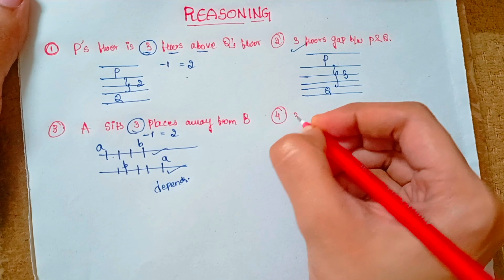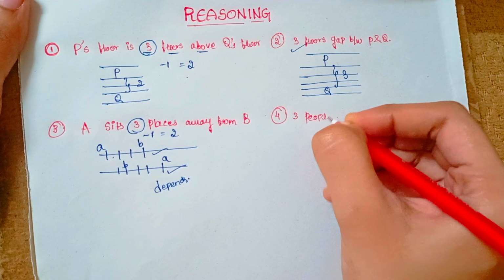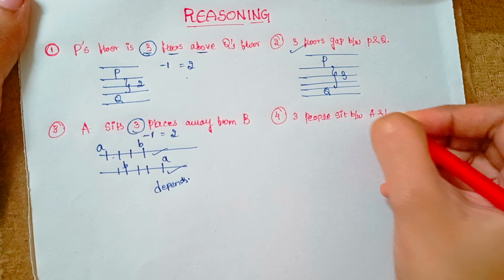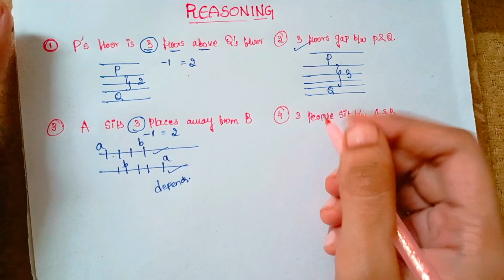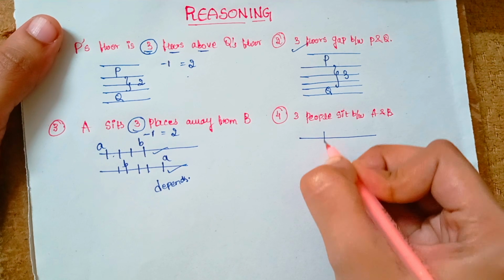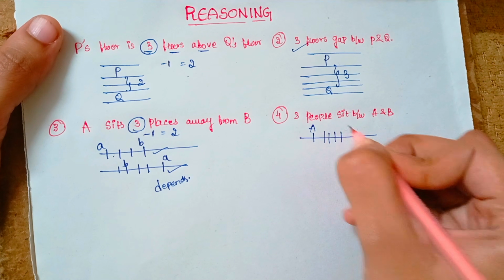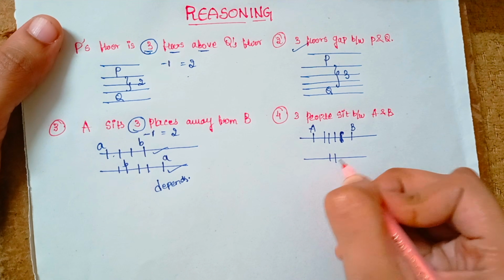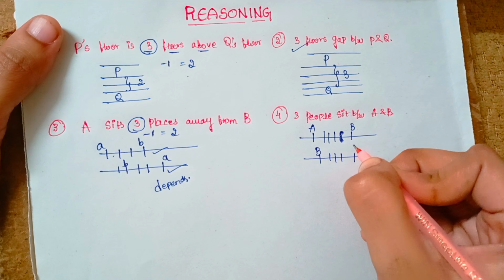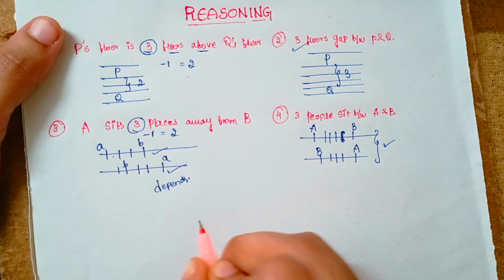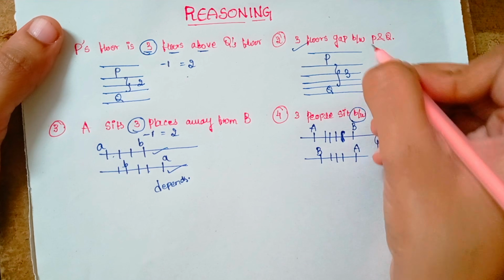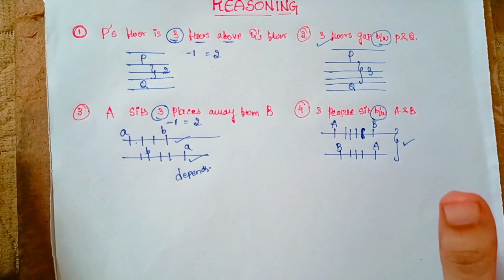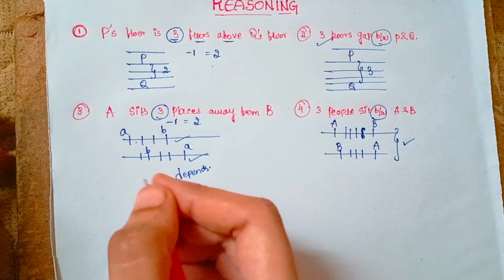Now in this statement, 3 people sit between A and B. We have to write like this: 3 places in between A and B. This is also a visible gap, A here and B here. It can also be like this, B here and A here. Places are always dependent on that particular question of the puzzle. So just know the difference between the 1 and 2 statements and then the 3 and 4 statements. Whatever I have explained up to now, I hope you got it.